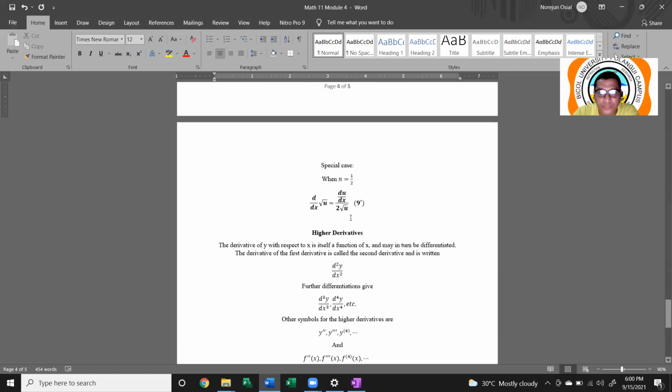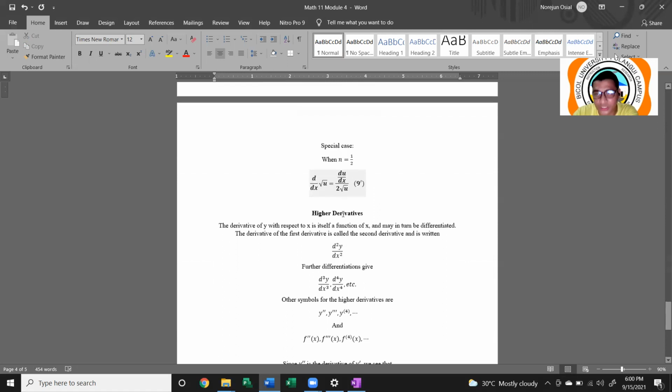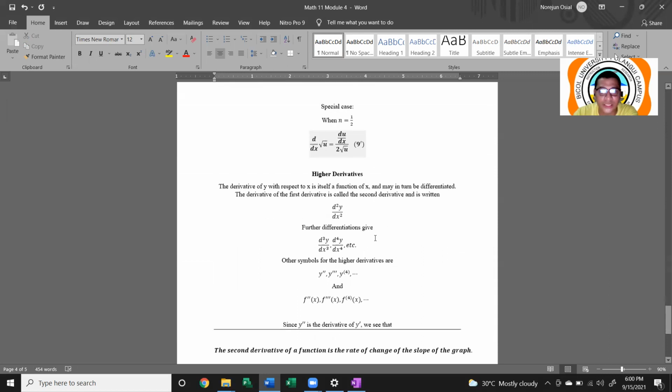Okay. Now, there is a special case, class, where n is equal to 1/2. It is very common to appear. So it is important to remember this special case.